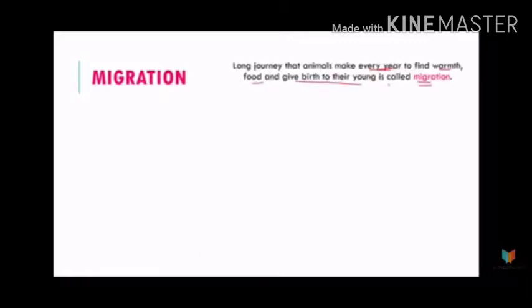Now let us understand the next point of this topic, that is migration. Certain animals move very long distances in search of food and shelter. The long journey that animals make every year to find warmth, food and give birth to their young ones is called migration. For example, can you identify this bird?